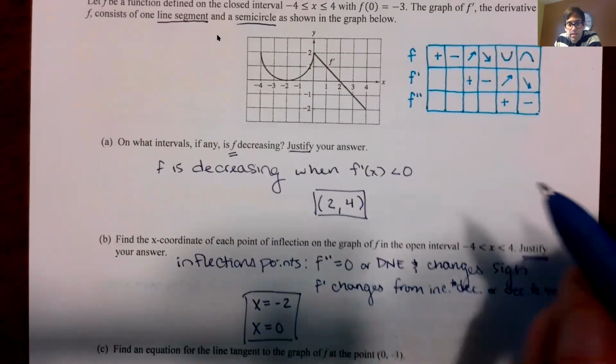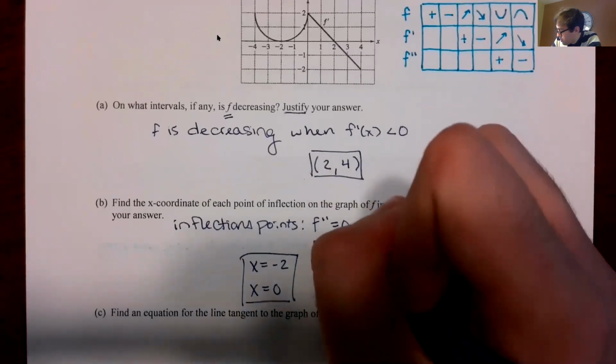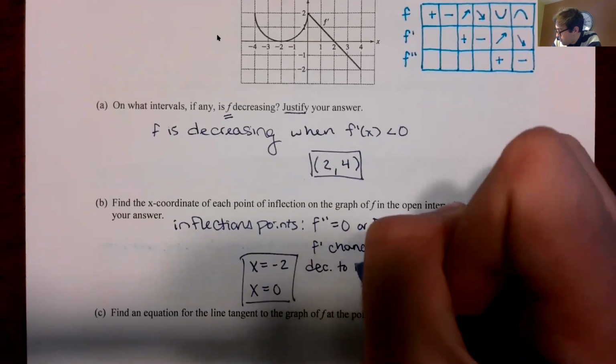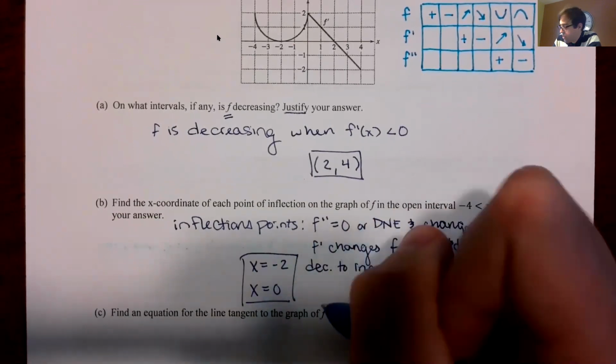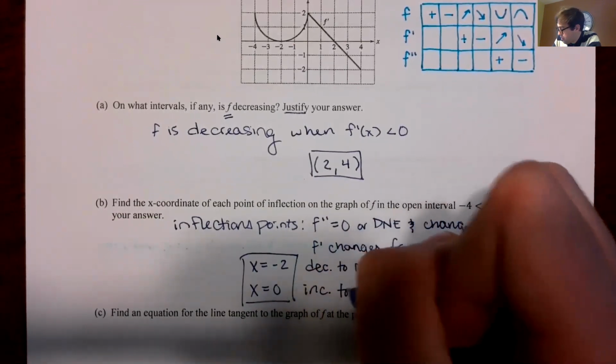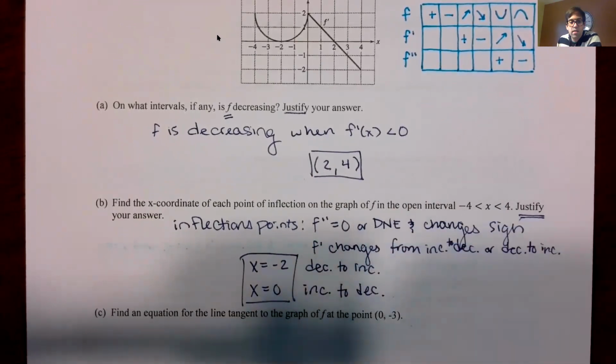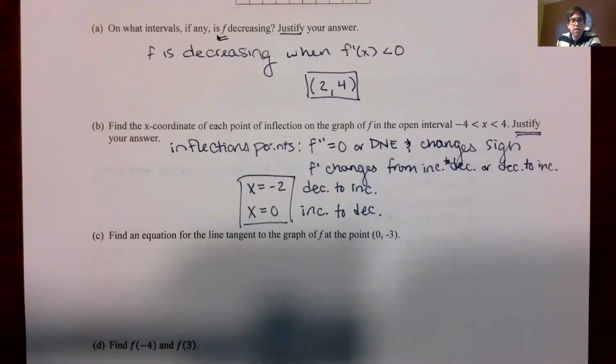And that's because at -2, we switch from decreasing to increasing. And at 0, we switch from increasing to decreasing. Okay, that brings us to letter C. Find an equation for the line tangent to the graph of f at the point (0, -3).